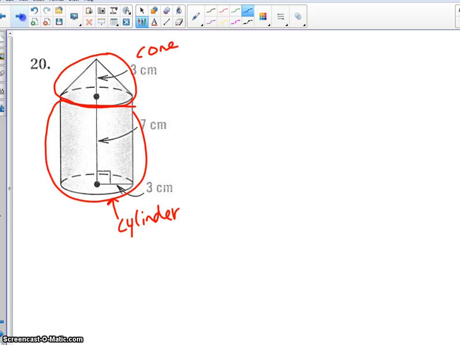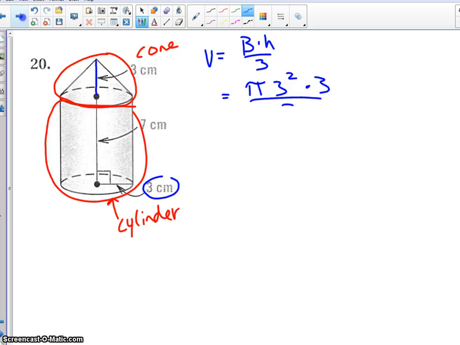So let's find the volume of the cone. Just like we did a few minutes ago, volume of the cone is base times height divided by 3. The base in this case, we have to look all the way down to the bottom here and realize our radius is 3. So we have pi times the radius, which was 3, squared. Now the height of the cone is this distance it's telling us right here. This part is 3 also, over 3. If you multiply this out, you have 9 times 3, which is 27, divided by 3. So you get 9 pi, and that's going to be centimeters cubed.